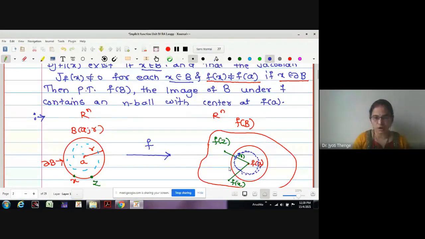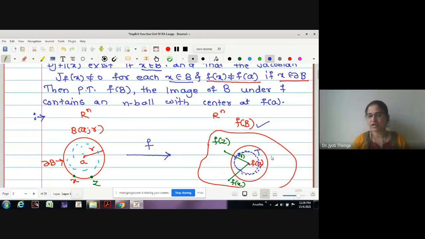Now what is the job to show? Let me call it some T. T is a ball, center at f(a), radius M/2. Now what is the job? We will show that this T is in f(B). If this T is in f(B), the proof will be over. That is, this f(B) contains an open ball centered at f(a), no matter what the radius is.